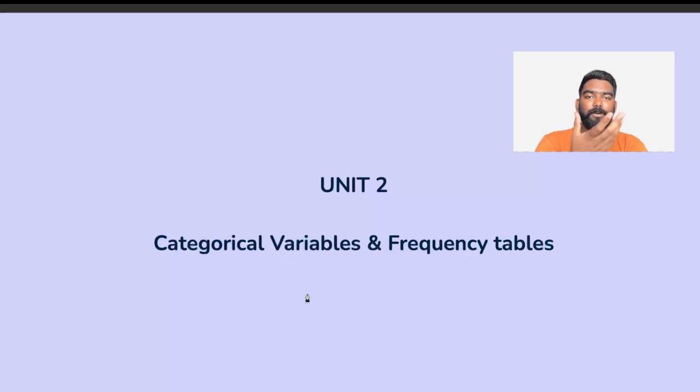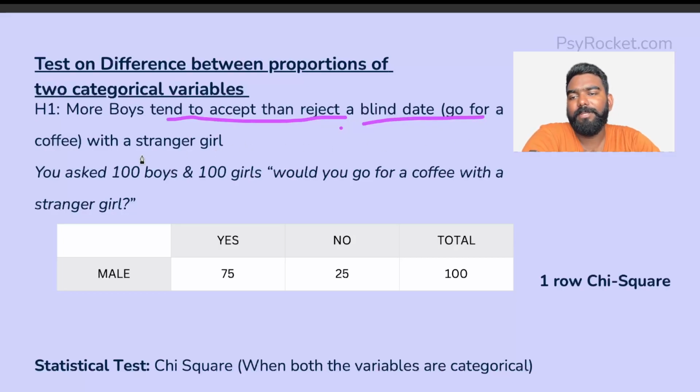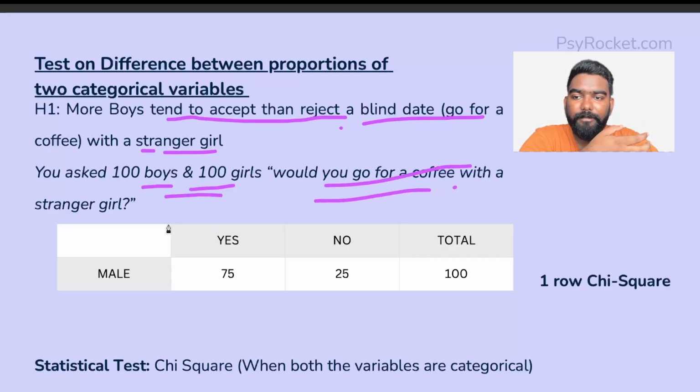Let us start with an example. This is my hypothesis: more boys tend to accept than reject a blind date, let us say going for a coffee with a stranger girl. In this case there is no continuous variable. You will just ask 100 boys, would you go for a coffee with a stranger girl? Then out of those 100 boys, how many accepted? 75 said yes, and 25 said no.